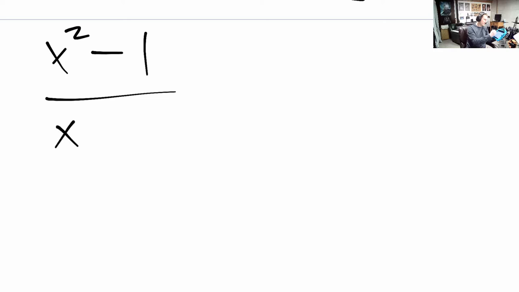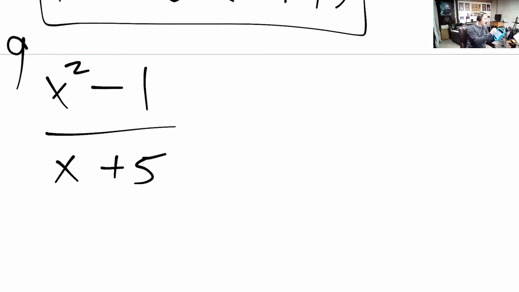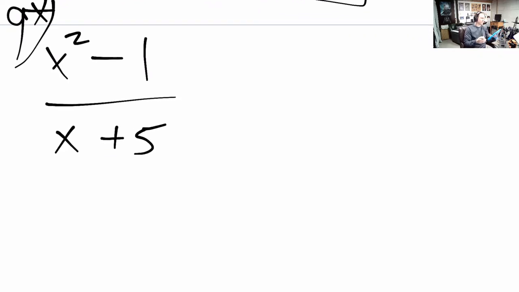And the first thing we're going to do is talk about the domain of something here. So this is question 9, asterisk, I've changed it slightly. So the question here is, what is the domain?